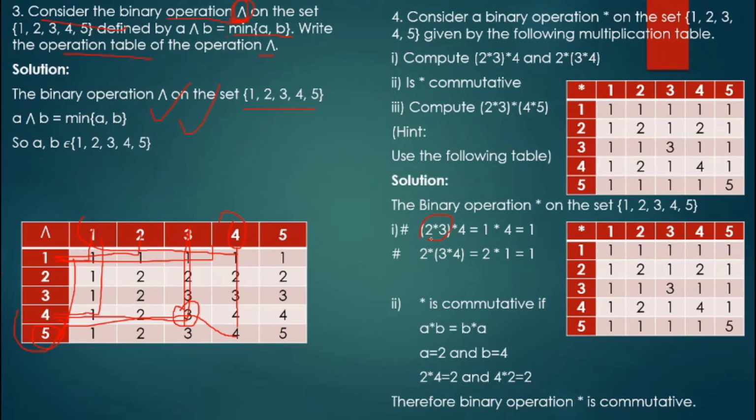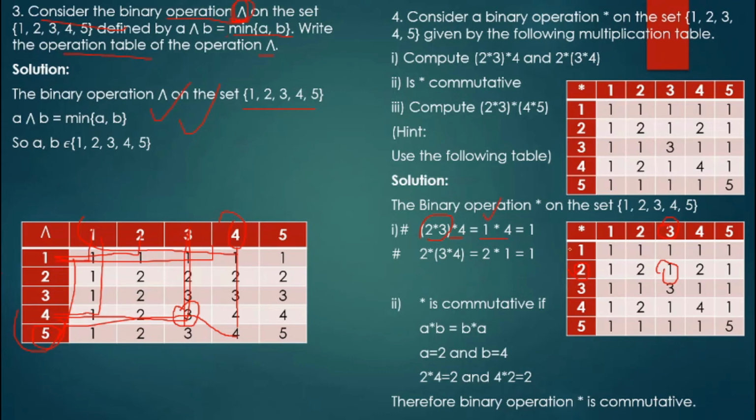We'll check. This is A and this is B. So 2 star 3, what value do we have here? 1. So what is 2 star 3? 1. So 1 star, now what is here? 4. So 1 star 4.